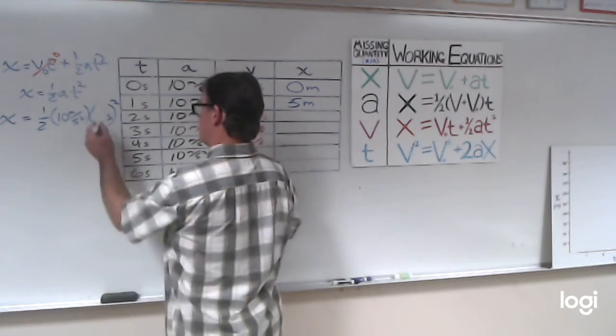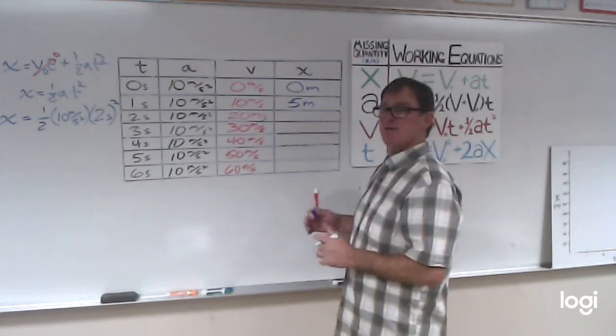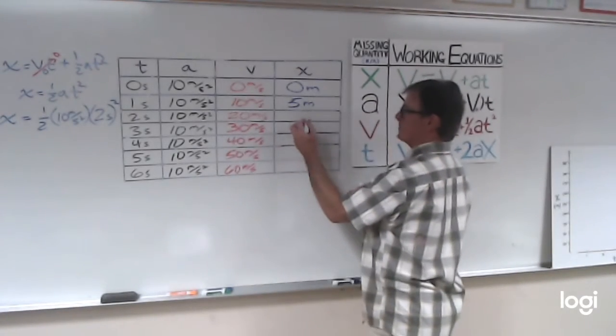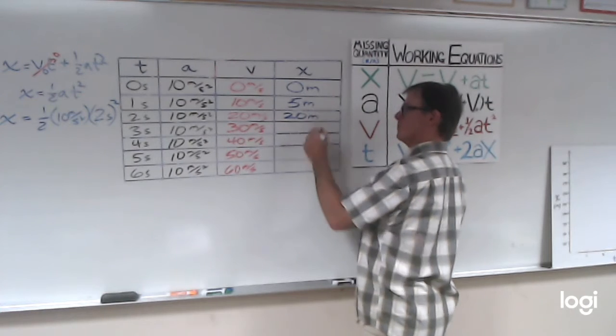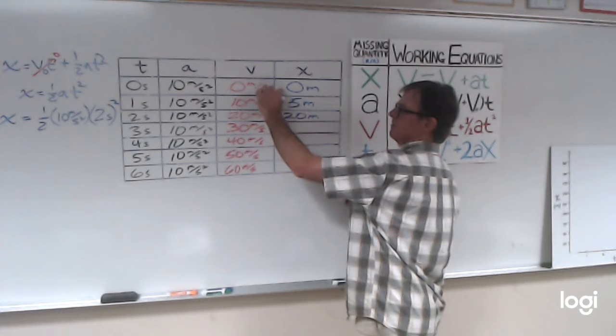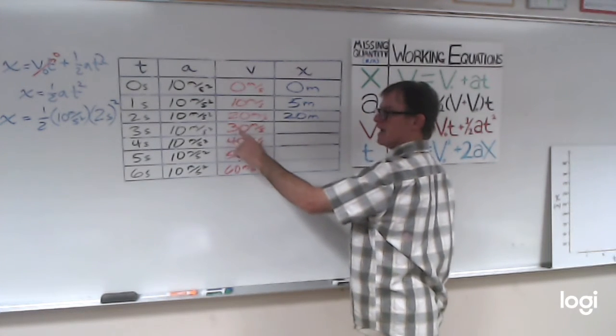2 seconds. At the end of 2 seconds, how far has it fallen? 2 squared is 4. 4 times 10 is 40. Half of that is 20. Interesting. The gap here, the difference here is 5. The difference here is 15. Because you're going faster and faster and faster.